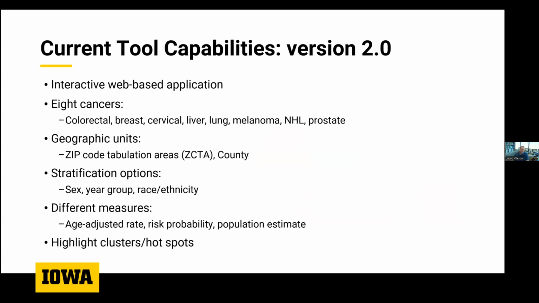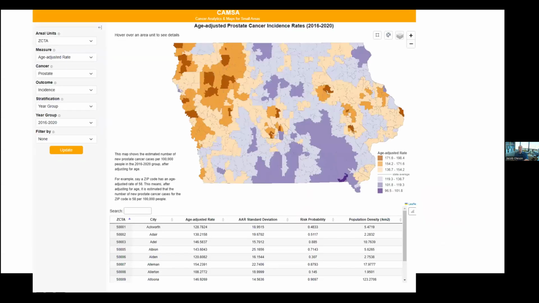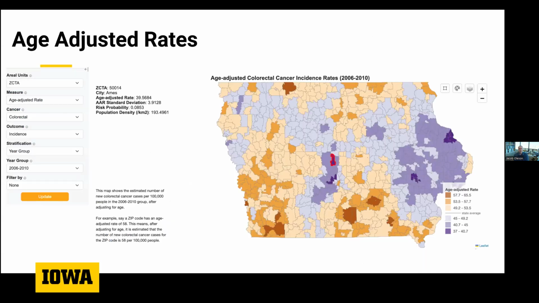And we can also highlight hotspots. So this is the map I showed you earlier. This is the resulting product. And as you hover over the zip codes, it'll populate what the zikta is, what the city is, the age-adjusted rate, a standard deviation, because these are model estimates, a risk probability, and a density of that region. And on the left are all the choices that you can make of what you want to look at. And there are a few other choices over here on the right.